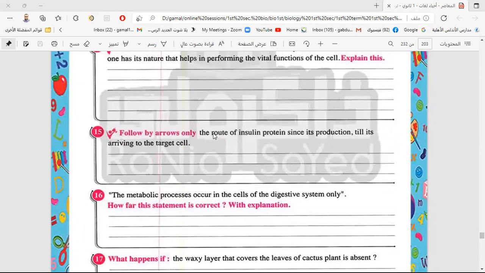Followed by arrows, show only the route of insulin protein from its production until its arrival at a target cell. Insulin protein. What is the route, the way from production until it goes to the target cell? Where is the insulin protein formed? Insulin is a hormone, and it is also a protein. So the insulin, or the hormone, is formed where? Inside what?